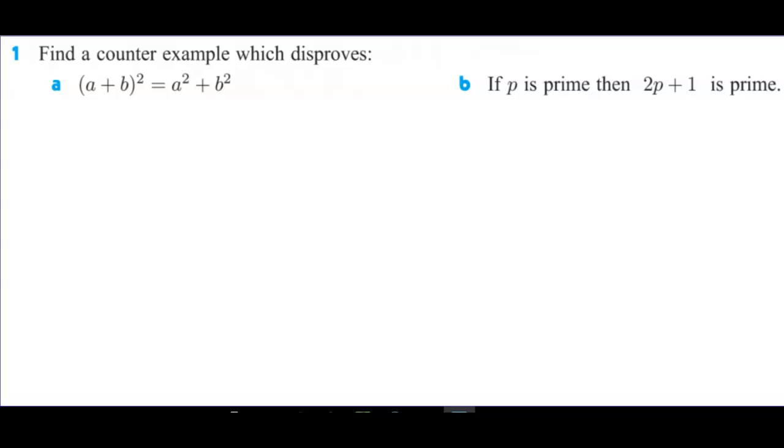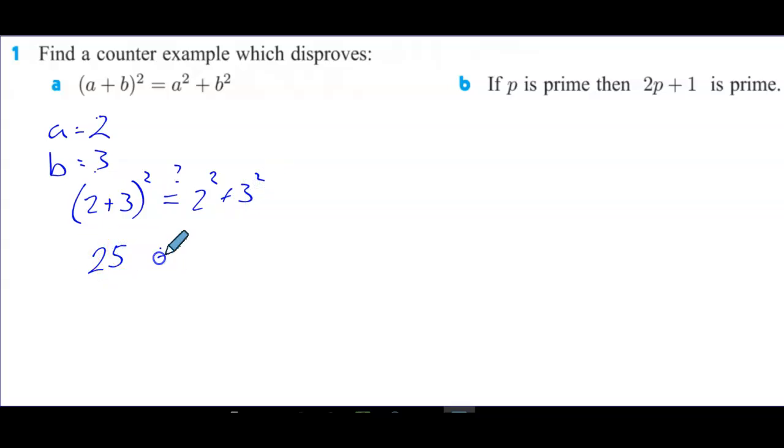So maybe a little simpler. Hey, they think this works. Well, I'm going to let a equal 2 and b equal 3. So (2 + 3) squared, does that equal 2 squared plus 3 squared? The answer is no. 4 plus 9 is 13.